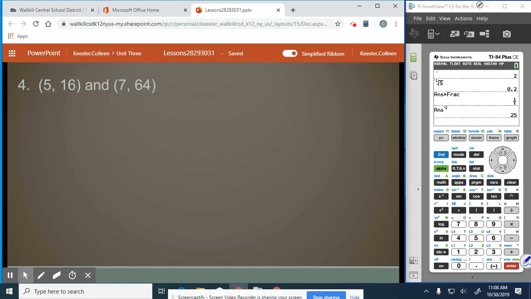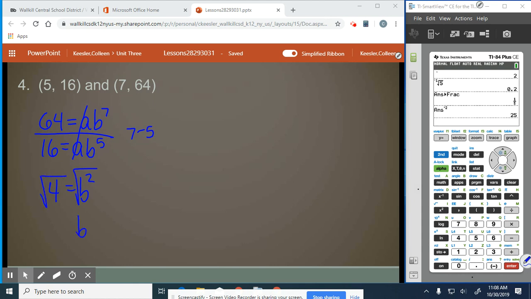Number 4. All right, this time no negatives makes it a lot easier. I'm going to put 64 in the numerator, so 64 equals ab to the 7th over 16 equals ab to the 5th. A's cancel out. 64 divided by 16 is 4 equals 7 minus 5, which is 2, so b squared. Take the square root, really easy because the square root of 4 is just 2.